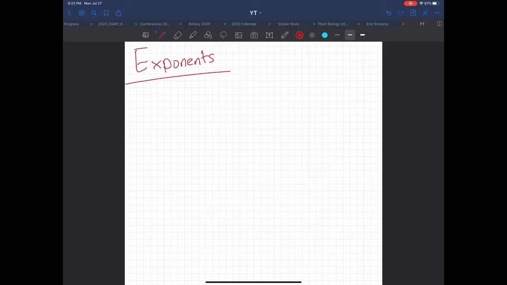All right, hello. Today is going to be on exponents, exponent laws, and sort of the definition of exponents. Let's just get right into it. So 8 squared, what is 8 squared?